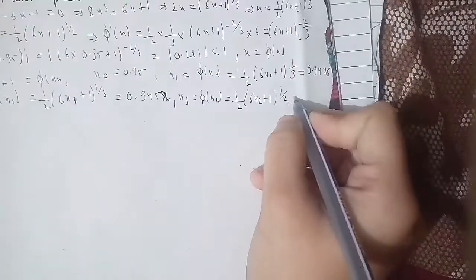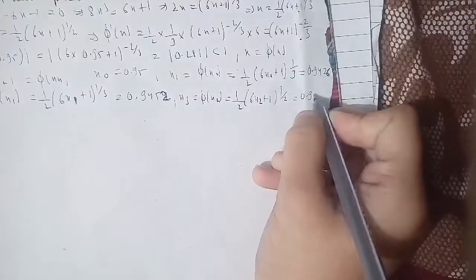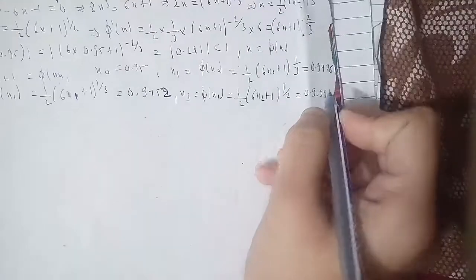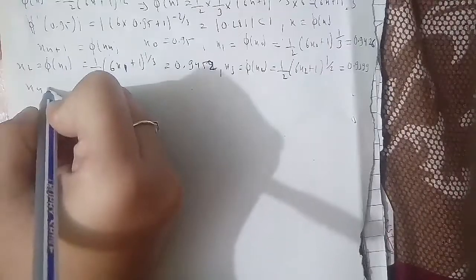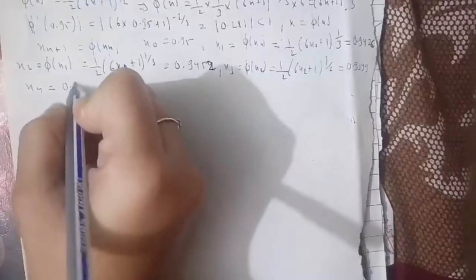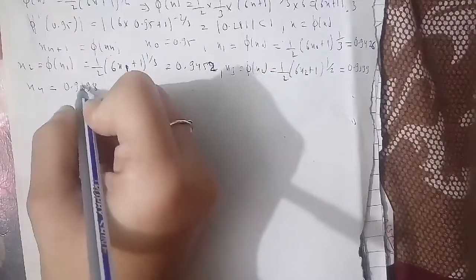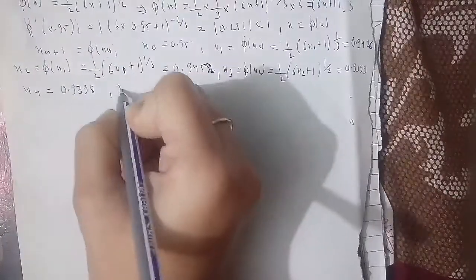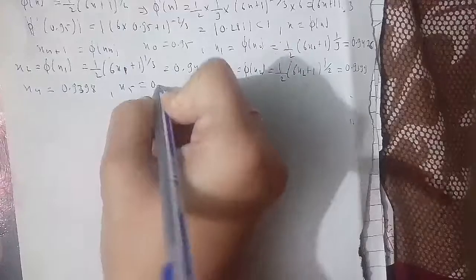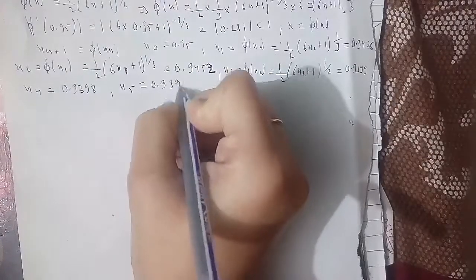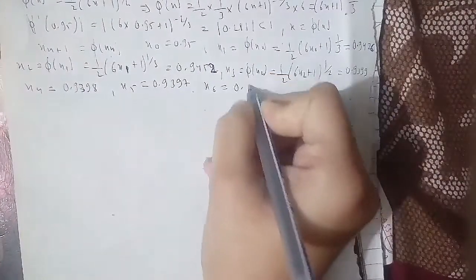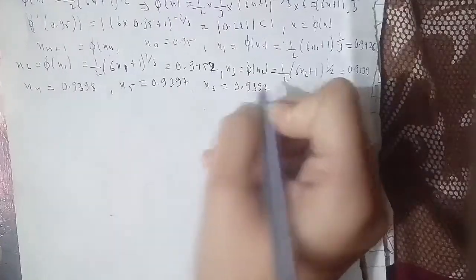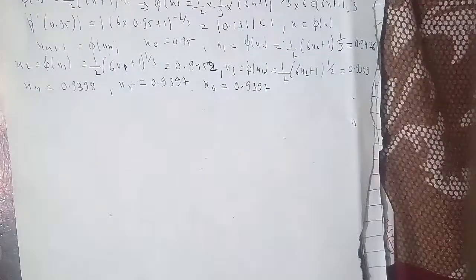Then x5 is 0.9397, and x6 is 0.9397. In the same case, x5 equals x6. So the root is 0.9397, which is correct up to 4 decimal places.